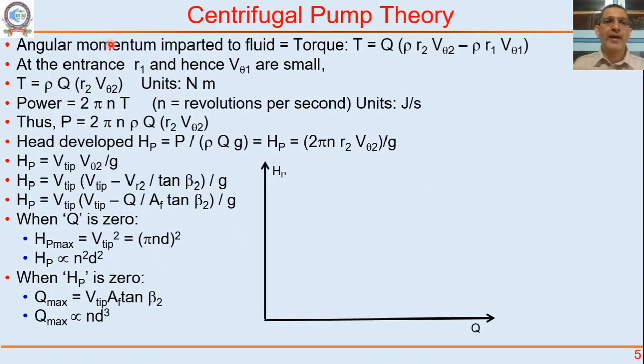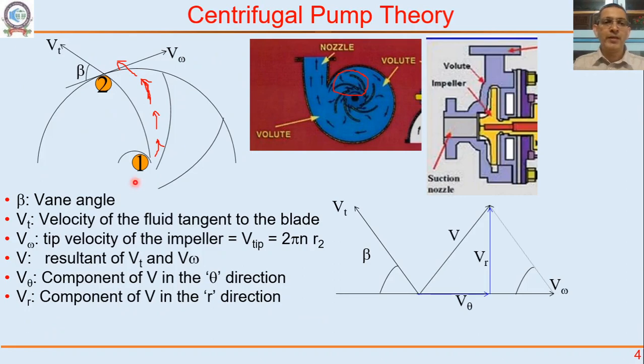Okay, so now angular momentum imparted to the fluid, that is nothing but the torque. You recall from our macroscopic balances, flow rate multiplied by angular momentum per unit volume. Angular momentum per unit volume is rho into r at location 2, the exit, into V theta at location 2, minus rho r at location 1, V theta at location 1. Remember what is 1 and 2. 1 is impeller where the liquid is entering, 2 is where the fluid is exiting. So in this part the tangential momentum is imparted to the fluid.